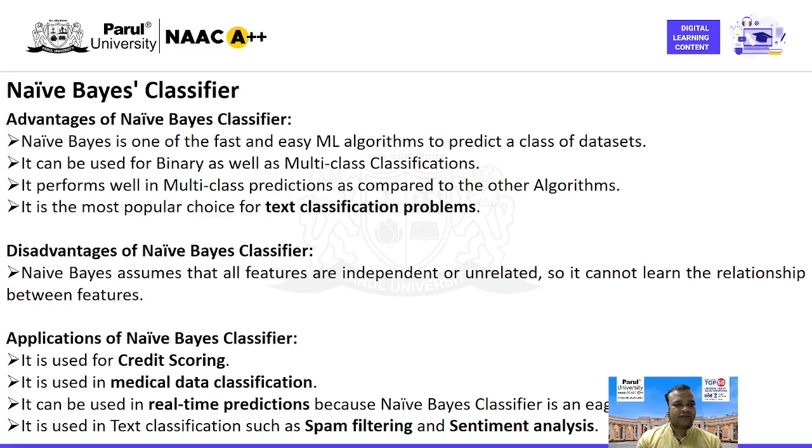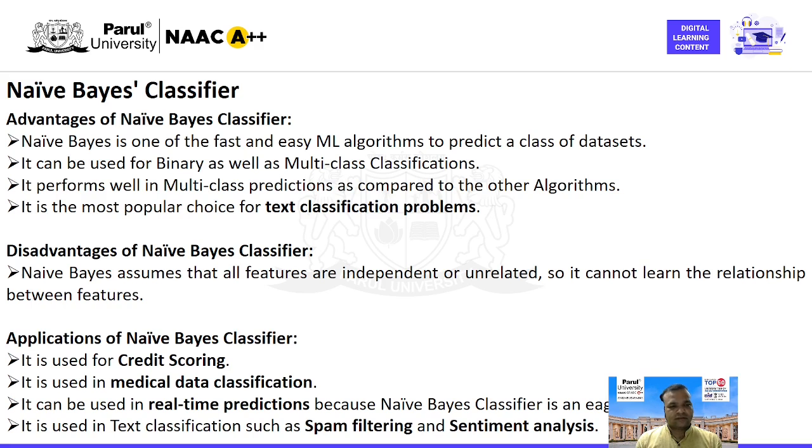There are some advantages of the Naive Bayes classifier. Naive Bayes is one of the fast and easy ML algorithms to predict a class for a dataset. It can be used for binary as well as multi-class classification. It performs well in multi-class prediction as compared to other algorithms also. Okay, it is the most popular choice for text classification problems.